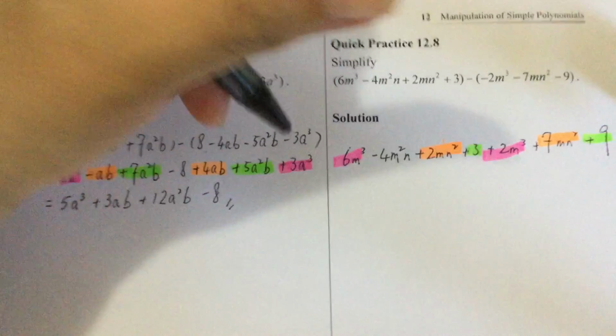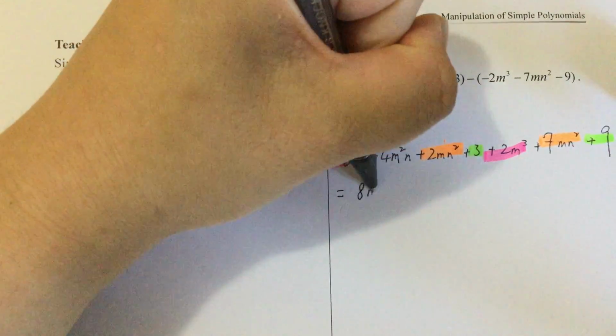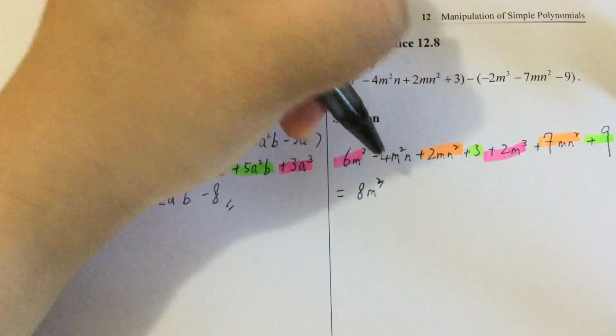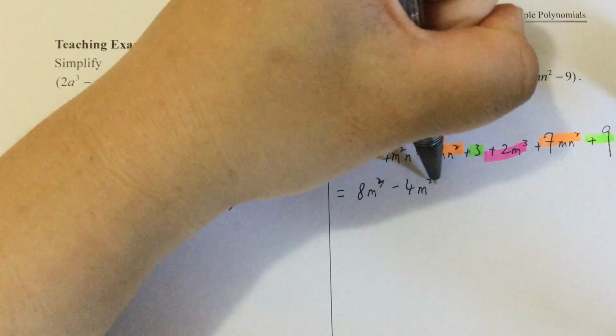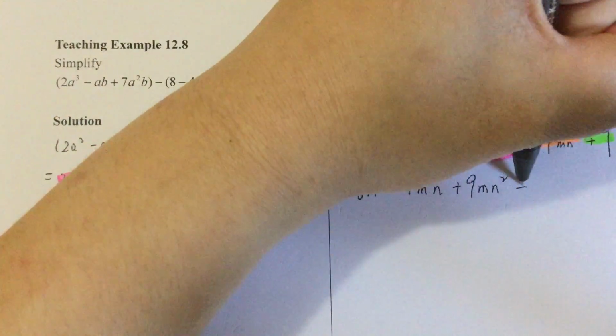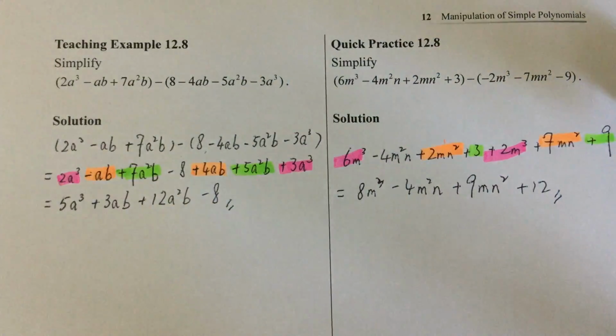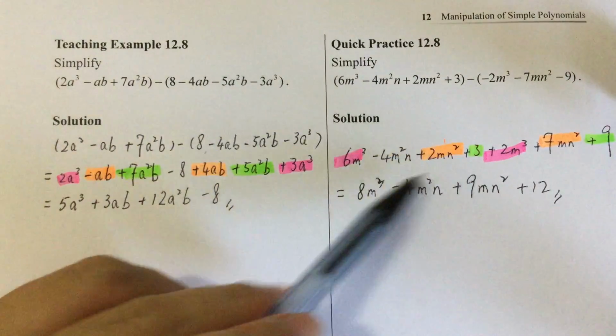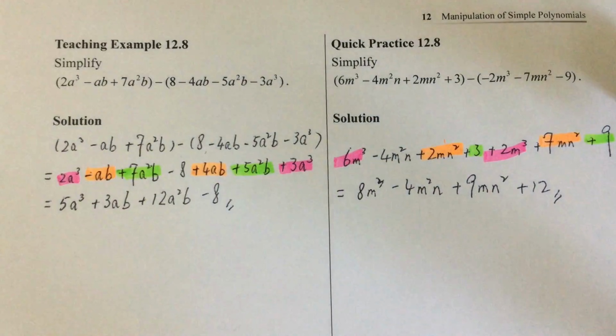So this one we just copy it. Okay, why don't we copy it? m cubed minus 4m squared n plus 9m n squared and plus 12. So we finish this answer. So this one just copy. Don't mix these two together.